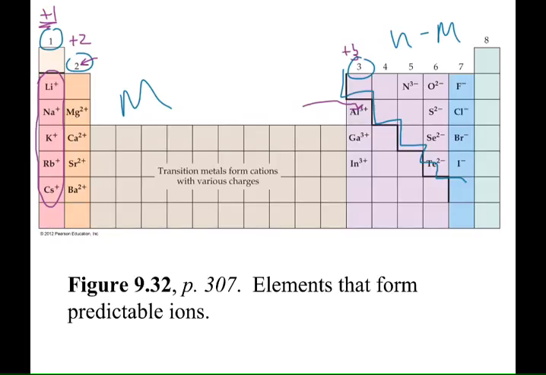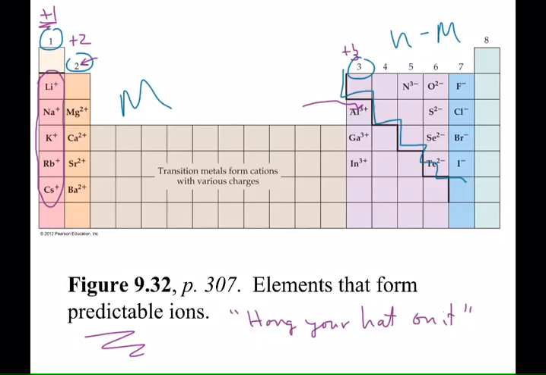Okay, that works. The title of this actually is Elements That Form Predictable Ions. I usually, in lab sometimes, have called this, you can hang your hat on it. Hang your hat on it. I don't know where I came up with that. You can hang your hat on the fact that we have a +1, +2, and +3 is what these metals are going to form.